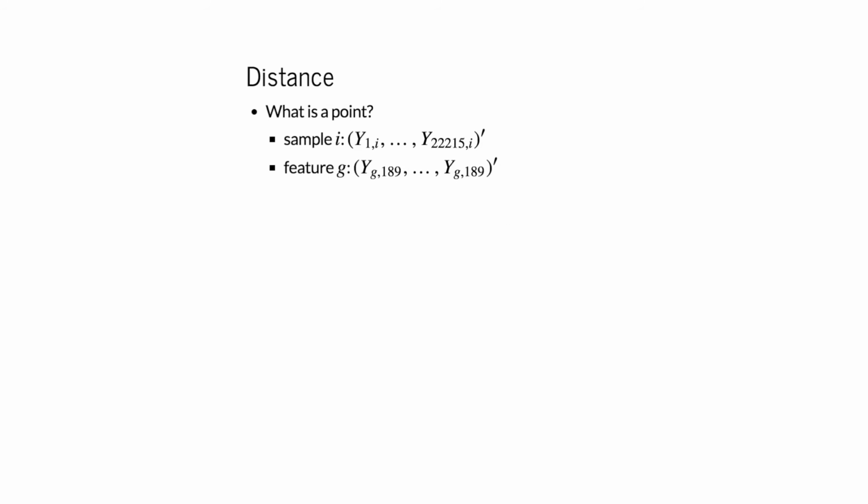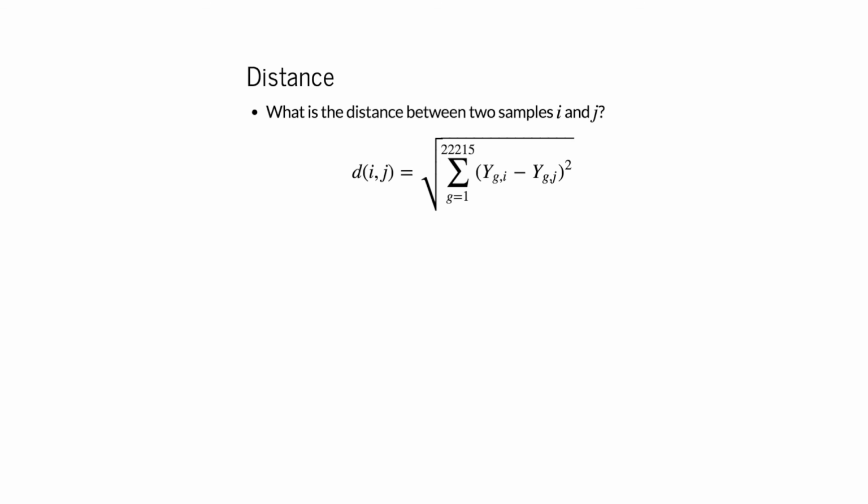All right, so a point. A sample is simply a point in this case in 22,215 dimensional space. Every gene gets a number, and all these numbers together define a point for a sample. In the case of features or genes, because this data set has 189 columns, that's the number of dimensions we have for each feature. And once we've defined points, then we basically use the same definition that we use for 2 dimensions. We take the sum of the differences squared and then take the square root, as shown in this formula for samples i and j.